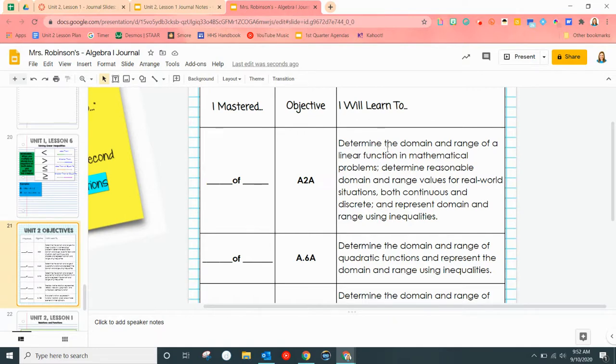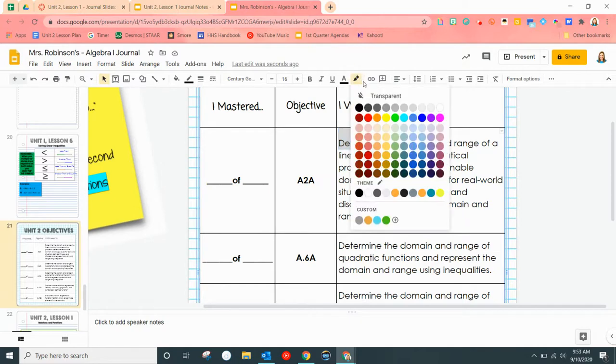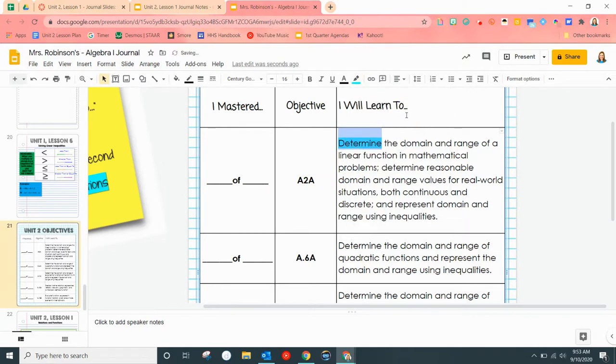So we want to first look in this first "I will learn to" part right here, and we want to find our verb. What are we going to be doing? Well, I see it says determine. Isn't that an action word? Yes. So I choose my highlight color, and it doesn't matter, I'm going to make all of my verbs this blue color.